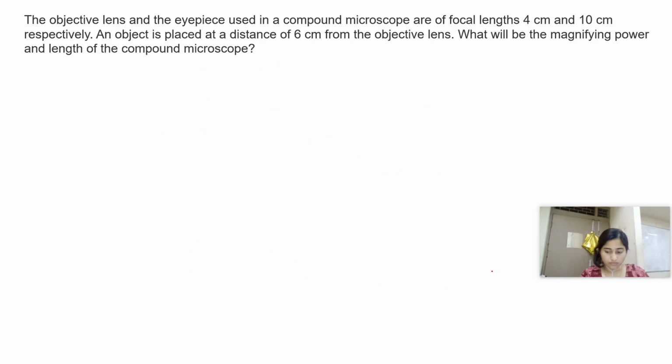The objective lens and the eyepiece used in a compound microscope have focal lengths 4 cm and 20 cm respectively. An object is placed at a distance r from the objective lens. What is the magnifying power and length of the compound microscope?